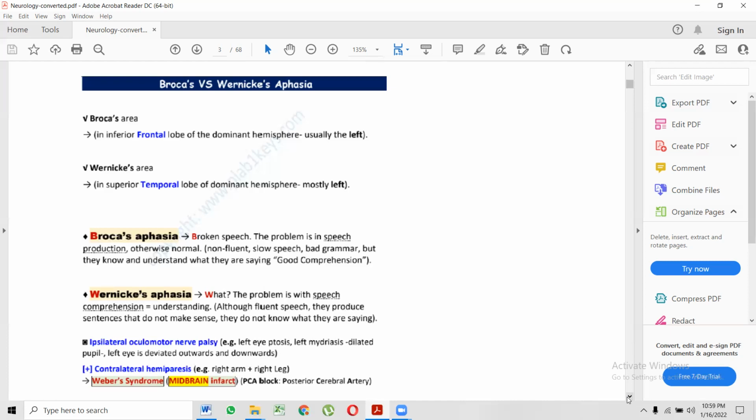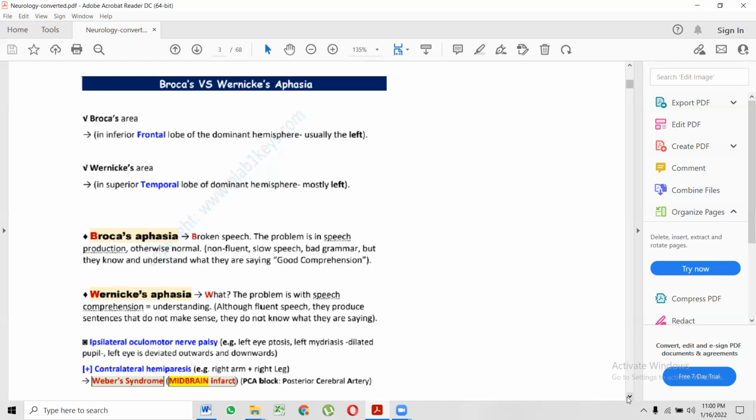Patients are usually aware of what they are saying. They know that they have a problem with their speech. So in short, what is Broca's aphasia? Broken speech plus good comprehension. Broken speech, and the patient is aware of his condition.